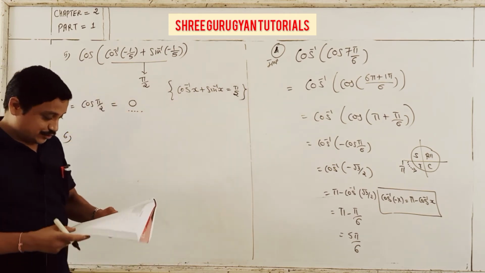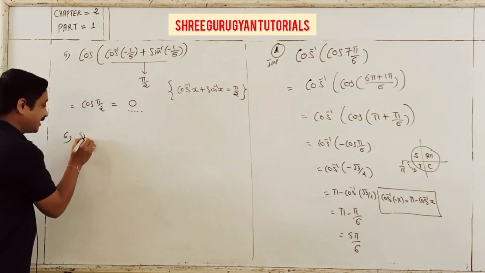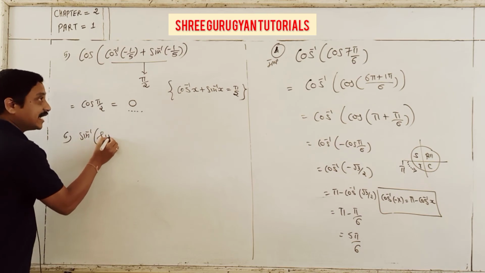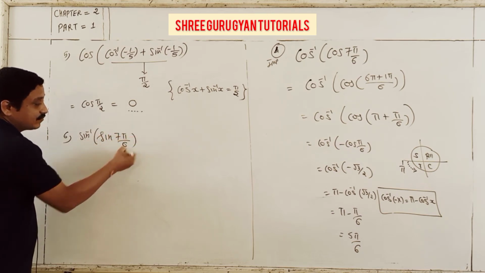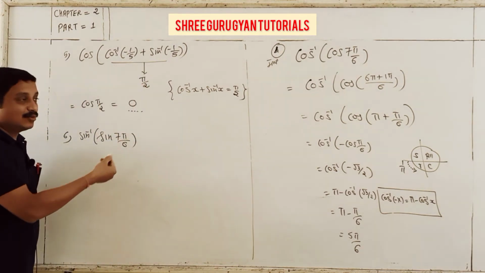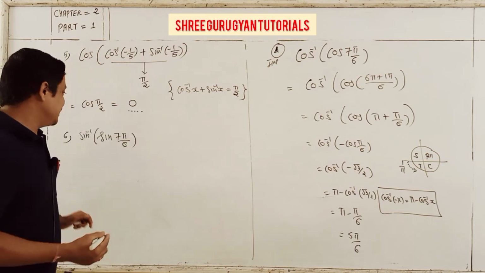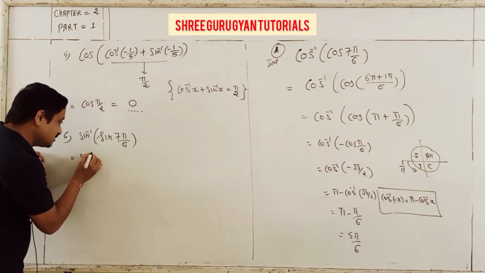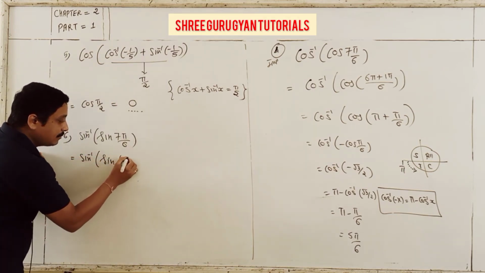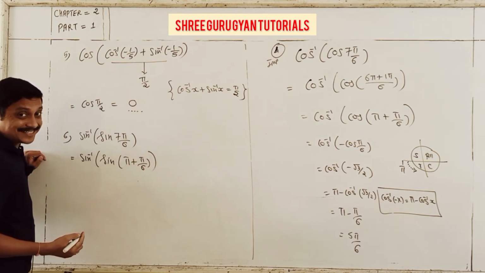Moving towards the next question, the 6th one. 4th and 6th are parallel. Look at that: sin inverse sin 7 pi by 6. This question 4th and this 6th are almost the same. Only the external functions are changed. So I give the same explanation. Pi plus pi by 6 will cover to 7 pi by 6.